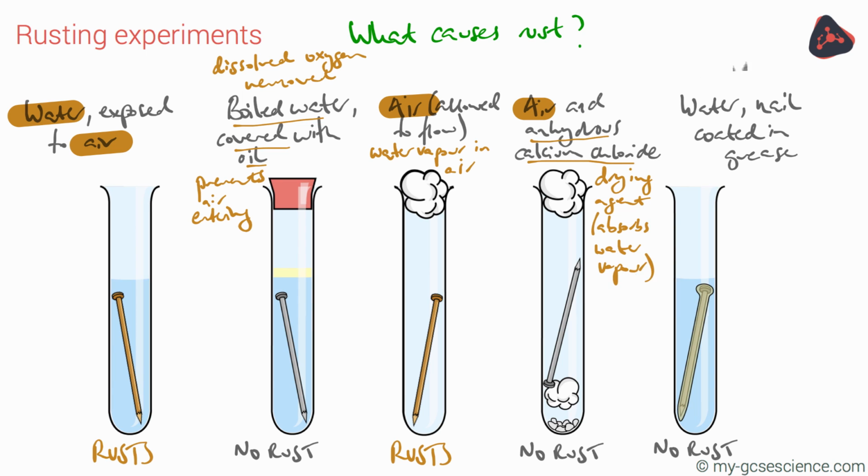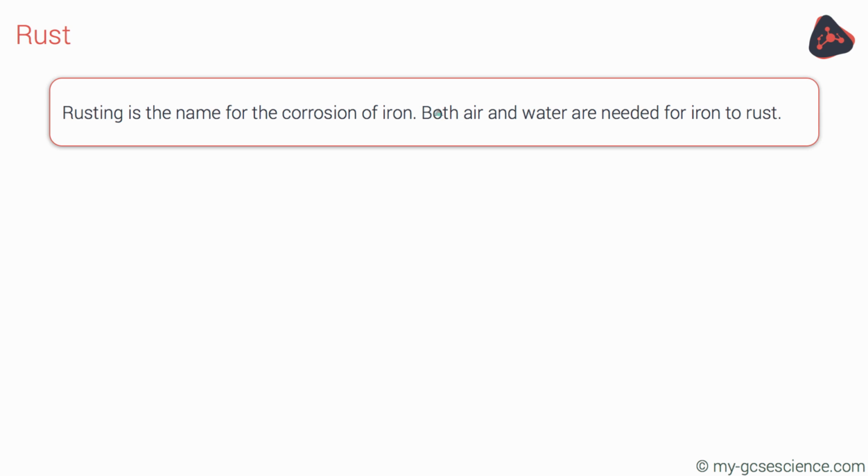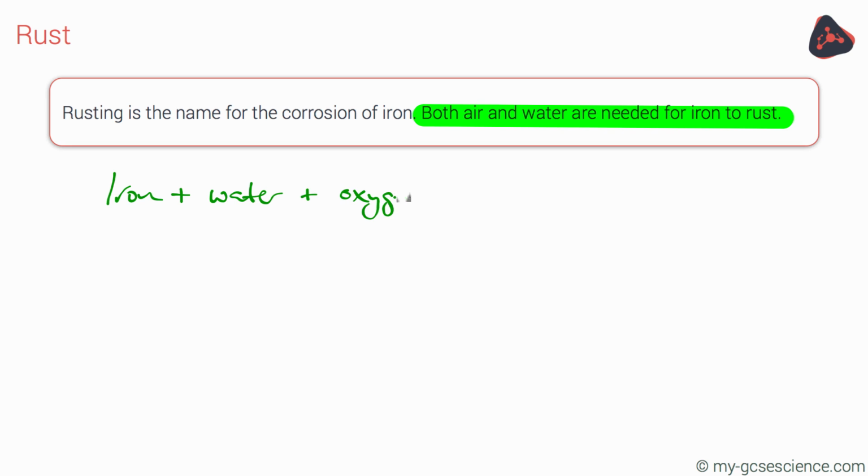And in the final one, although water and air was present, the nail itself was protected by a coating of grease, which stops the water and air molecules from attacking the iron. This experiment tells us that both air and water are needed for iron to rust, and in this equation you'll see why. The chemical name for rust is hydrated iron 3 oxide.